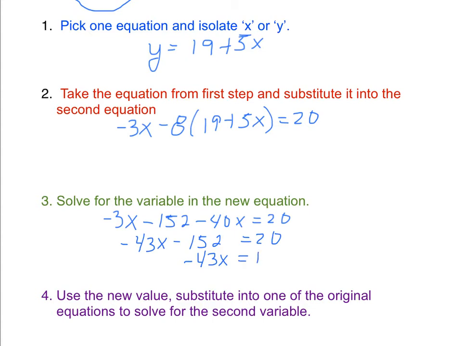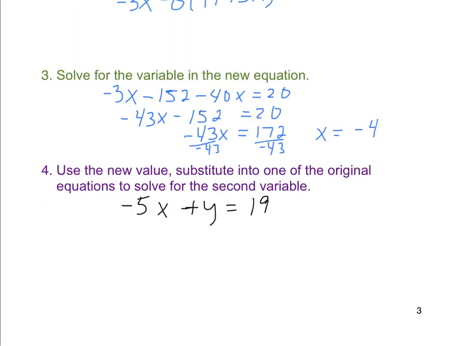So that'll be 172. And then we're going to divide out the negative 43. And so when you do that, I think you get x equals negative 4. Positive divided by negative is going to be negative. In the fourth step, we're taking the new x value and putting it into one of the first equations so that we can solve for y, and then we'll get our ordered pair x comma y.